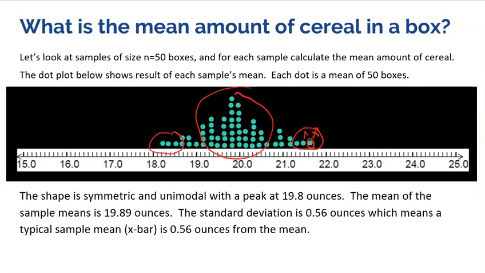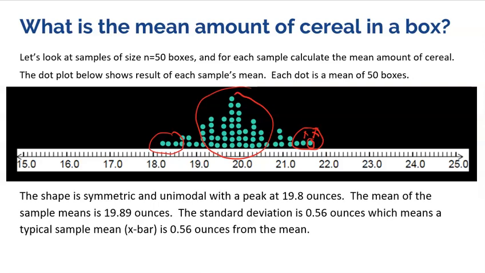So once you put a dot on there for all your different samples, you have to describe it, right? That's what I did. I said, hey, this graph is symmetric. It's unimodal. It's got a center right around 19.8 ounces, if you actually take a mean of all the means. Now, that's a little bit tricky, so process what I said there. Every one of these dots represents the mean of 50 boxes. So if I were to take a mean of all the means, it was 19.89. So that's pretty accurate for what the center of this graph looks like, right?